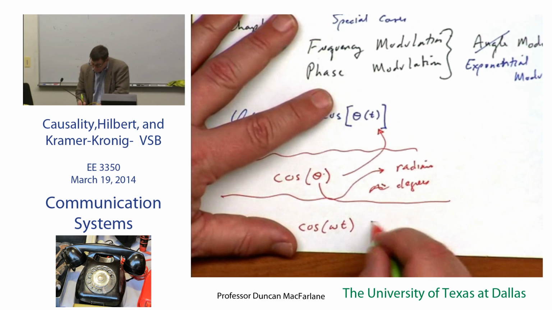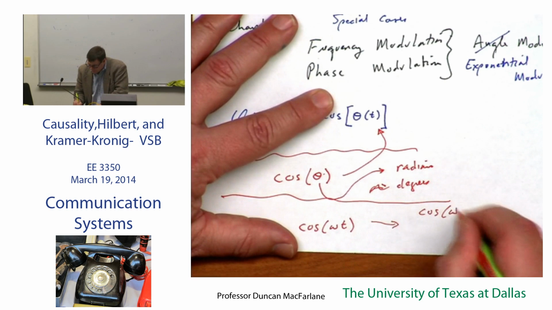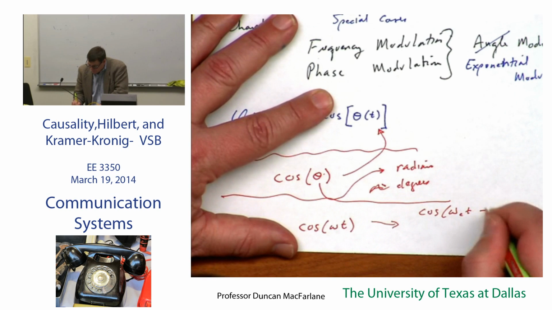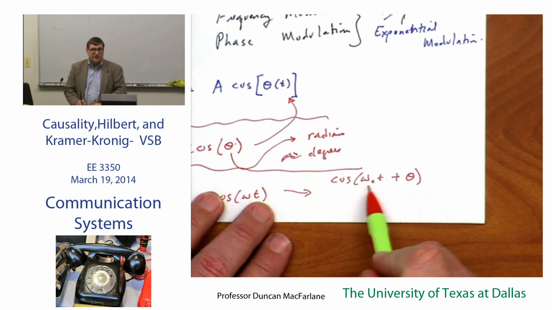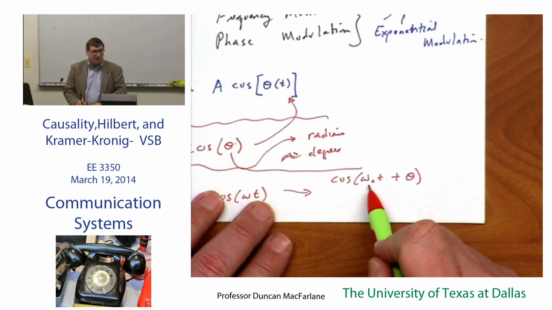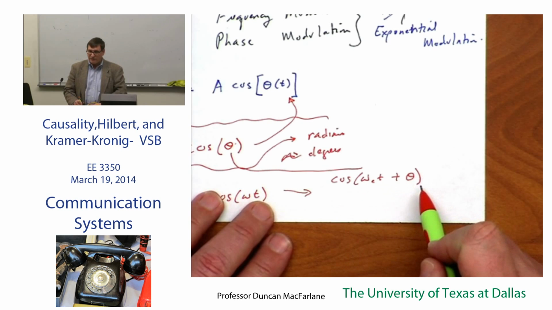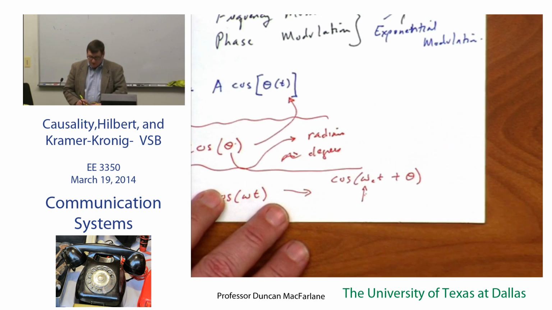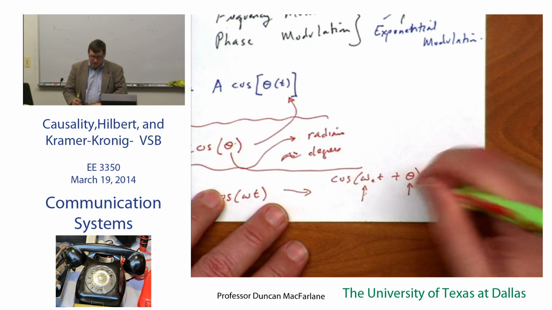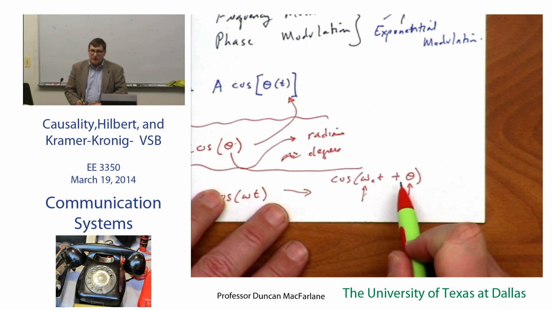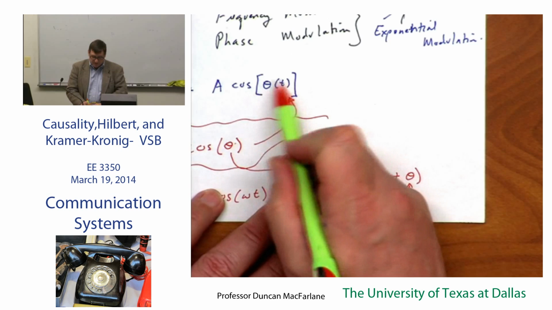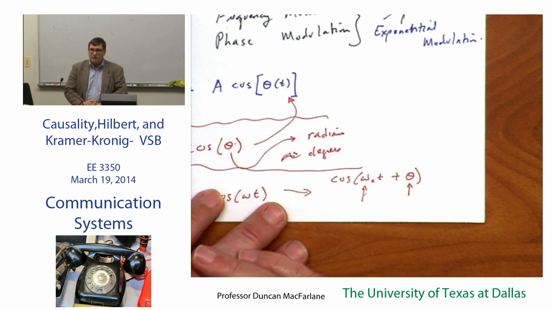One more thing. Cosine of omega c t plus theta. We recognize this as the carrier. We recognize this as a frequency. We recognize this as a phase. But what I'm saying is, if I wiggle that, I have a frequency modulation. If I wiggle that, I have a phase modulation. But in either case, I'm wiggling both, and I'm doing that to my overall cosine.